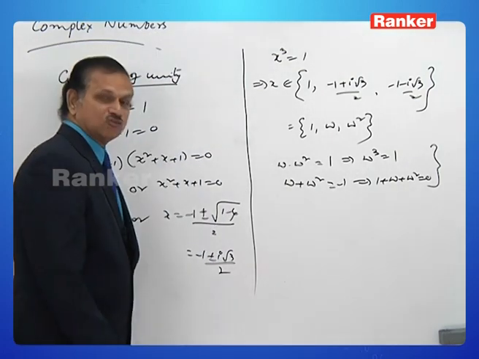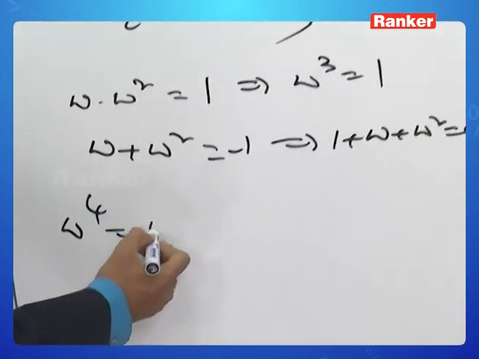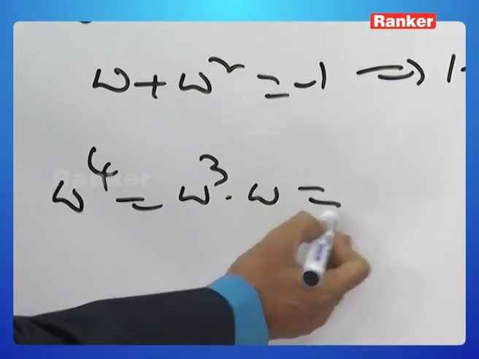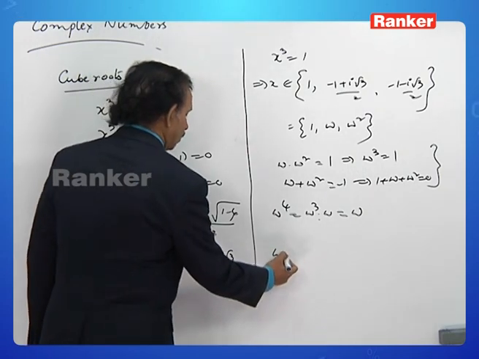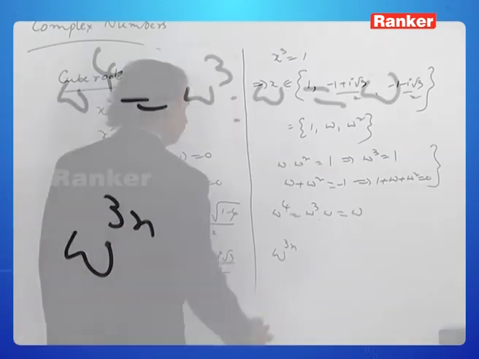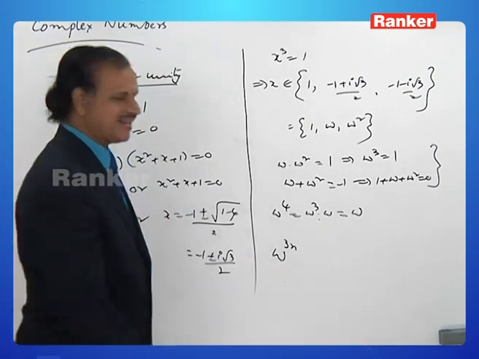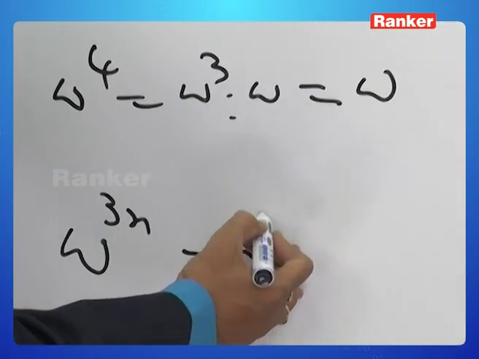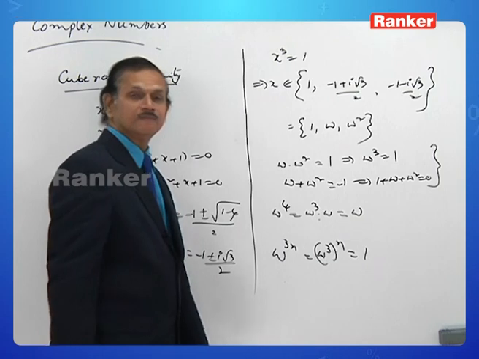Moreover, as omega cube is equal to 1, you observe omega power 4. It is omega cube into omega, 1 into omega, which is omega. Moreover, omega power 3n, whatever might be the value of n, is nothing but omega cube power n. 1 power n is 1.